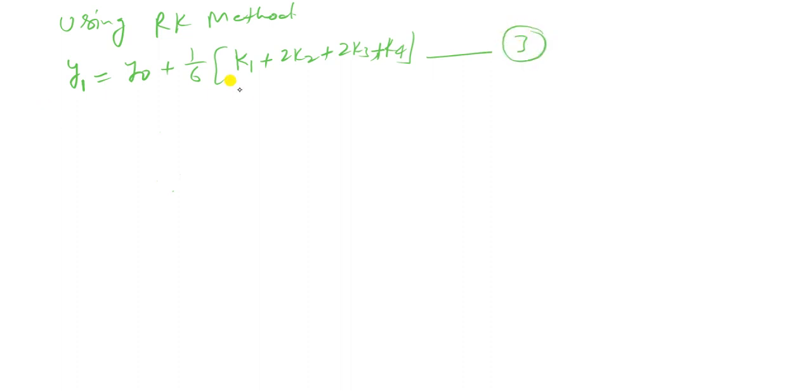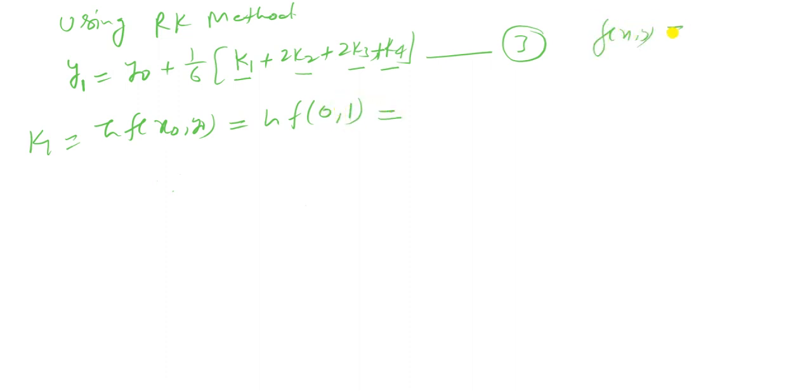Now our aim is to compute the values of k1, k2, k3, k4. Where k1 is equal to h times f of x0, y0. So h times f, x0 is 0, y0 is 1, and we know that f of x y is equal to x square minus y. So this will be 0.1 times 0 square minus 1. So this is negative 0.1.